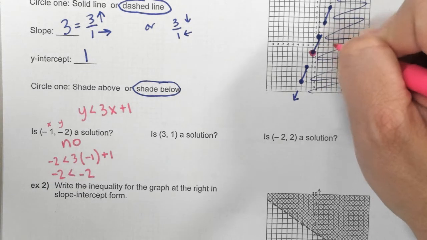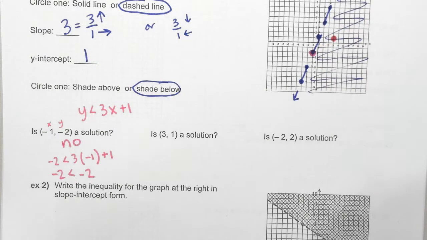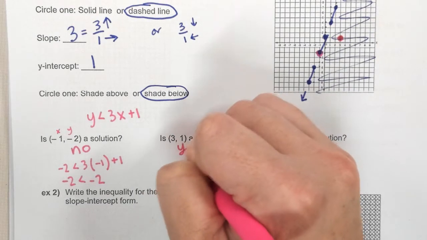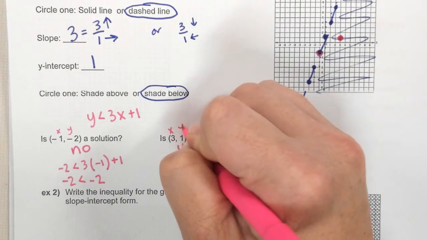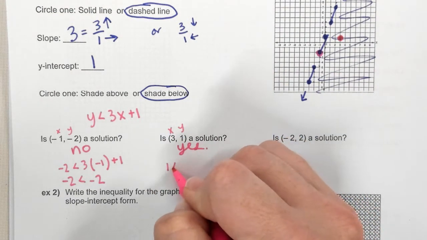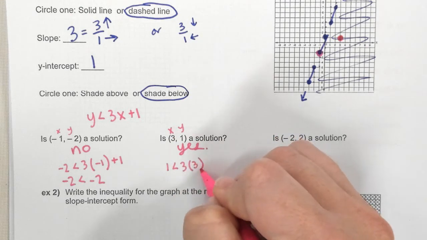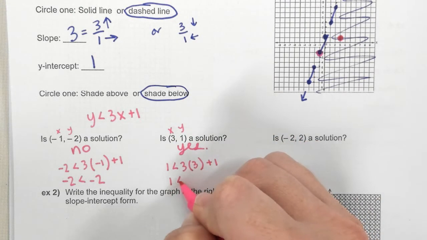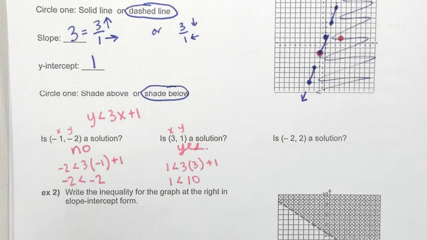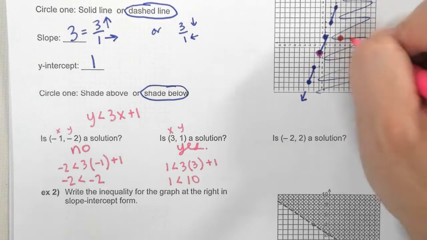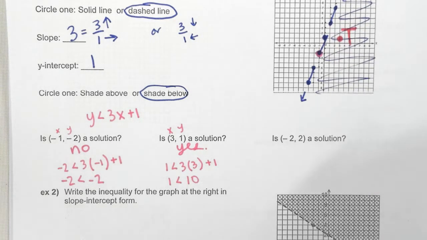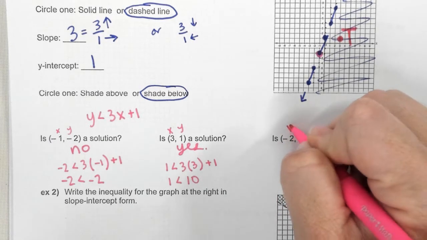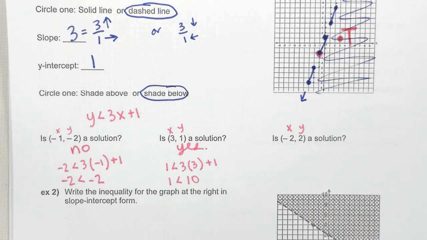So then what about 3, 1? Yes, it should be a solution. So if I plug it in, it should give me a true statement. So 1 is less than 3 times x, which is 3, plus 1. Well, what's 3 times 3, plus 1? 10. Is 1 less than 10? Did it give me a true statement? Yes. So this gave me a true statement, which is what it should have given me because it's in the shaded area, right? Do you have to do it that way mathematically? No, you'll understand why I'm doing this when we get to the back.